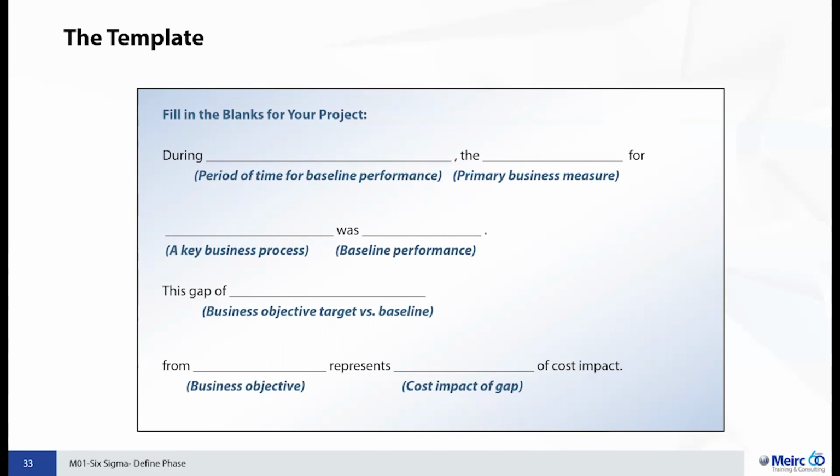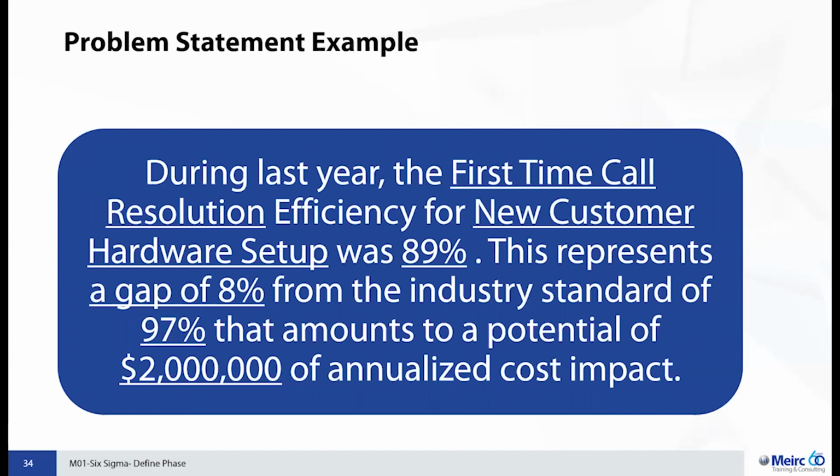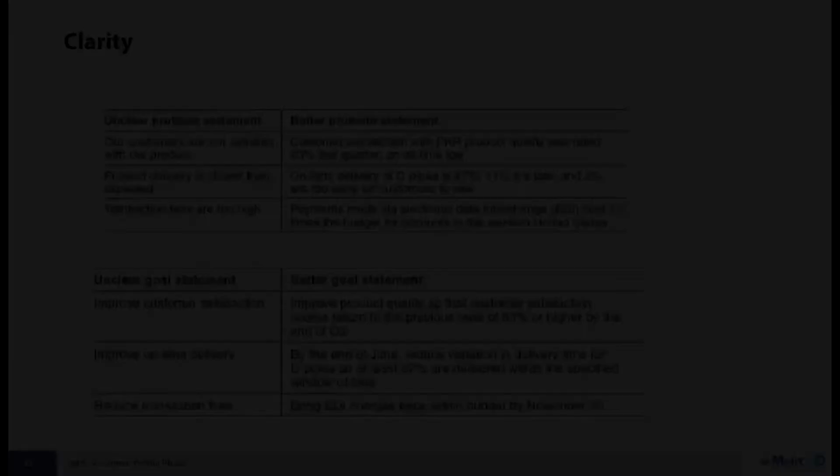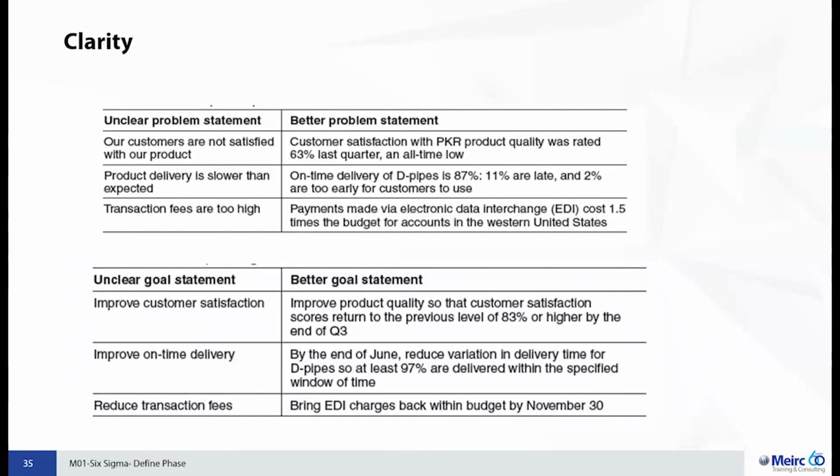So again, you can use this template to drive the writing of the problem statement, so you can have a good problem statement in place. And maybe this is an example. During last year, the first time call resolution efficiency for new customer hardware setup was 89%. What is the gap? What is the pain? The pain is that it is off by 8%, right? And that is causing a loss of annualized cost of $2 million. So again, we need to do a little bit of calculation on what is the lost time, maybe it could be defects, it could be scrap, it could be other things that we can quantify into dollar value. Again, I've seen people writing unclear problem statements.